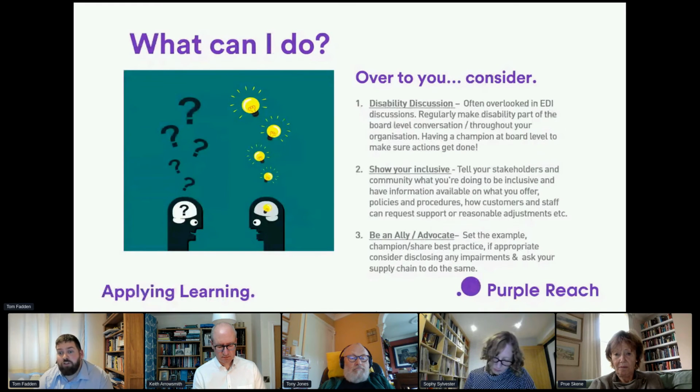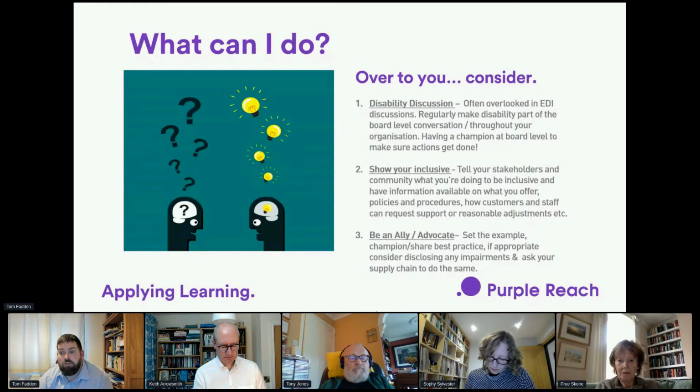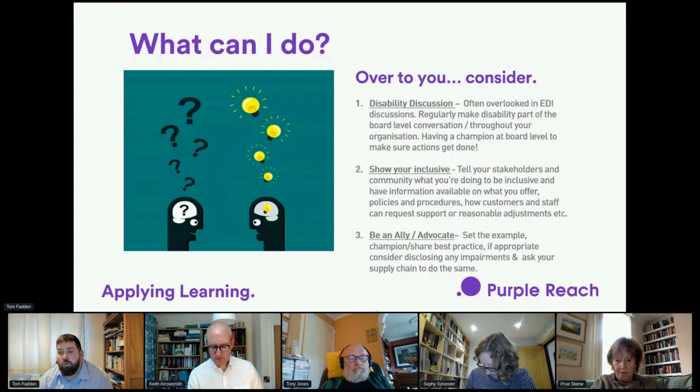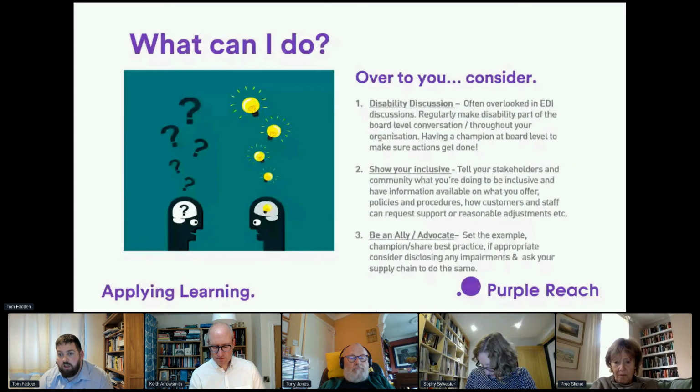Show that you're inclusive. So tell stakeholders, members of your organization, the community that you serve, what you're doing to be inclusive, what information is available, what you can offer, what your policies and procedures are. How can customers and staff request support and reasonable adjustments?